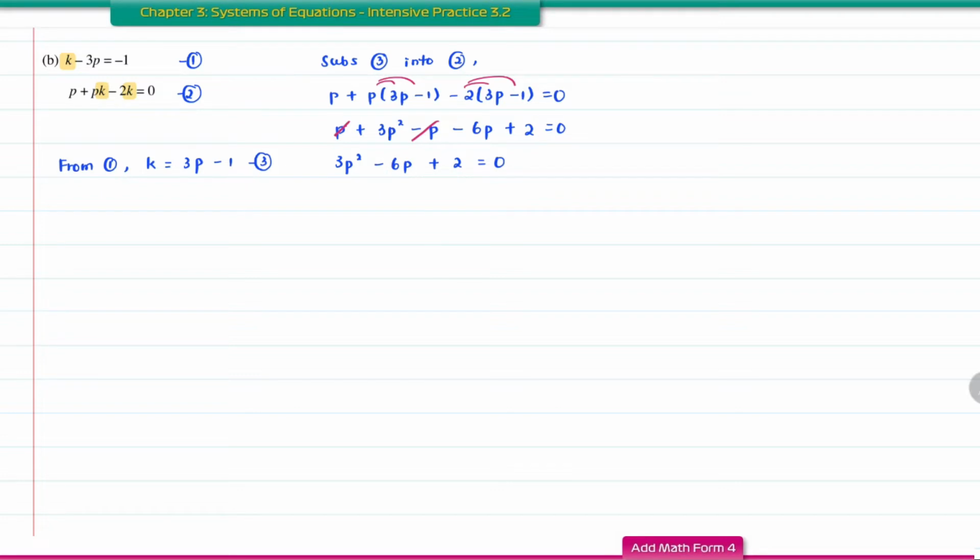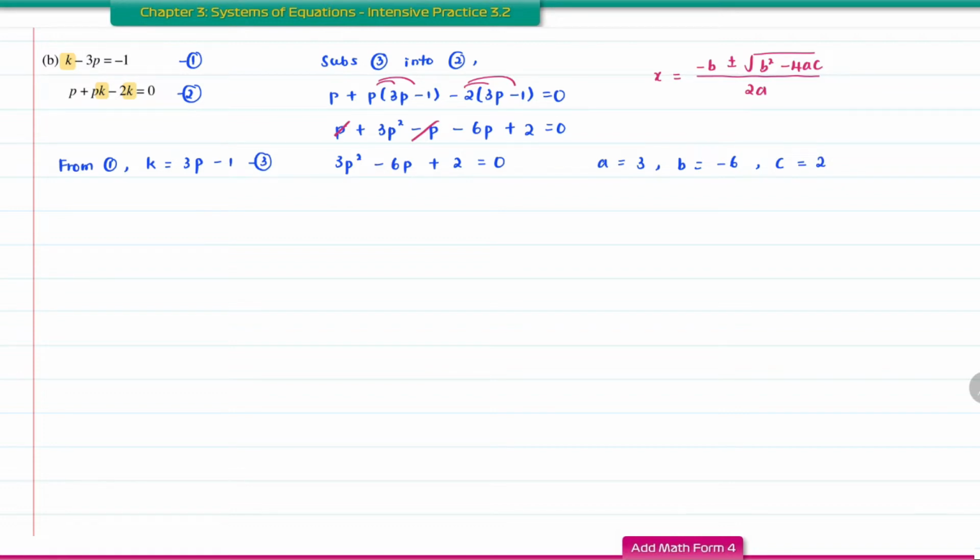In general, the formula is x equal to negative b plus minus square root of b squared minus 4ac, over 2a. Now, if we compare this quadratic equation to the general form, you will find that the value of a is equal to 3, the value of b is equal to negative 6, and the value of c is equal to 2.